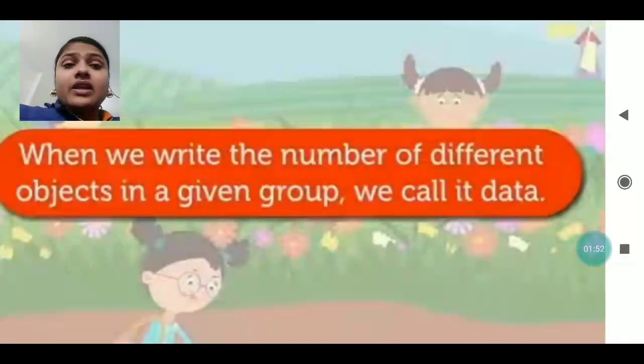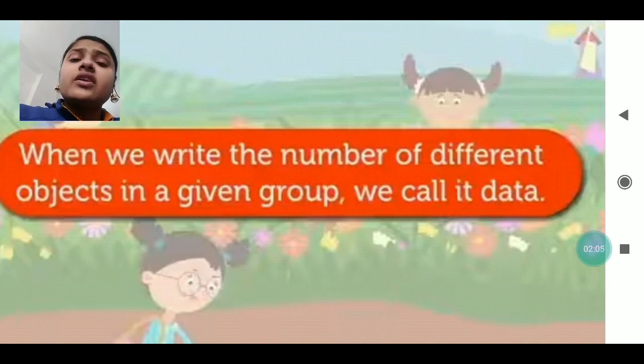I have already said in the last class what data representation is. When we are collecting the information, that is the data. And when we sort out that collection of information with the help of symbols, with the help of pictures, that is called data representation. You can see here, when we write the number of different objects in a group, we call it data. Or we can simply say data is a collection of information. Sorting of the information, gathering of the information.